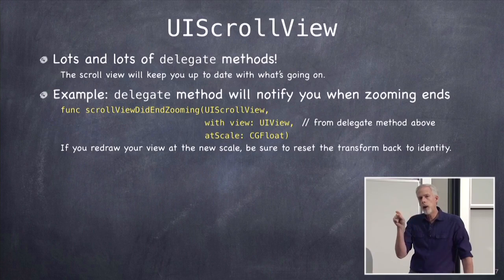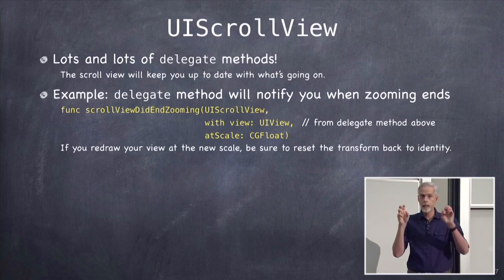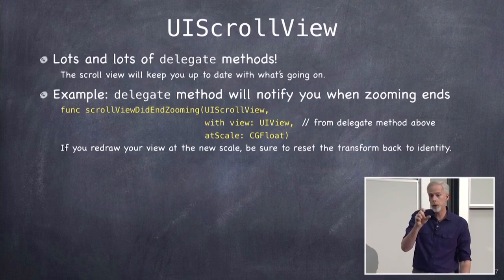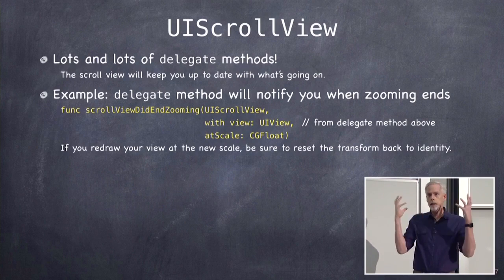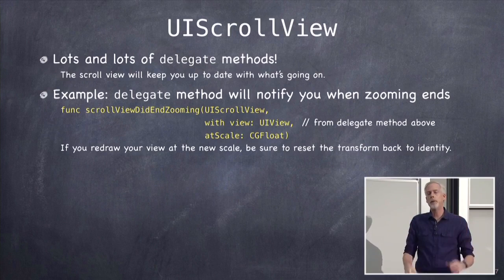Of course, if you redraw at the new scale, by the way, you're going to reset the view's transform back to the identity transform. Otherwise, you'll be both drawing it scaled and it'll be scaled because of your affine transform as well, so it'll be pixelated too. So you don't want both of those things going on at the same time. So you would reset your transform here.